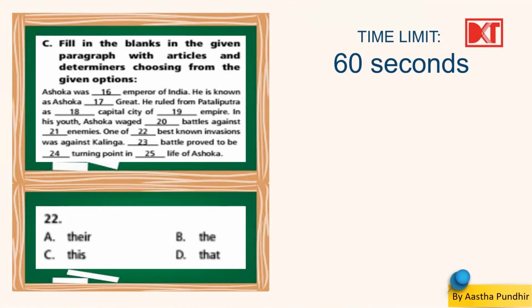Okay, here one of dash best known invasions was against Kalinga. One of their best known, one of the best known, one of this best known, or one of that best known. Here it is one of the best known. By the best known, here superlative best. So we use one of the best known invasions. Okay, correct answer is B.